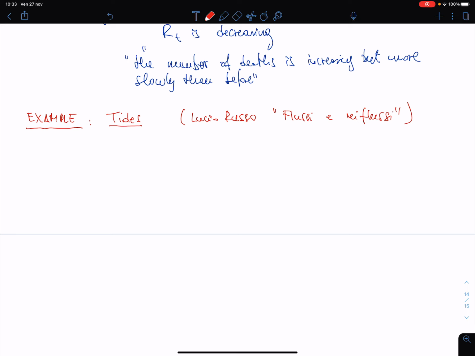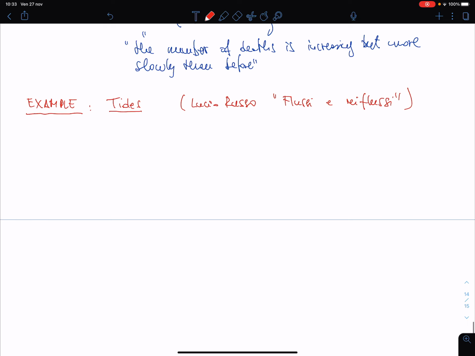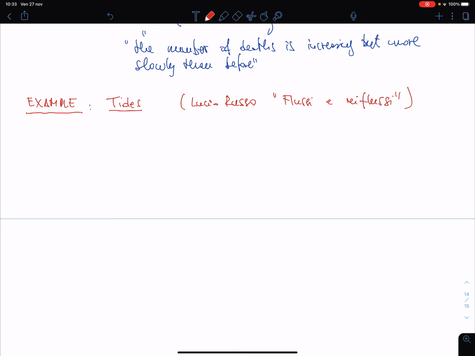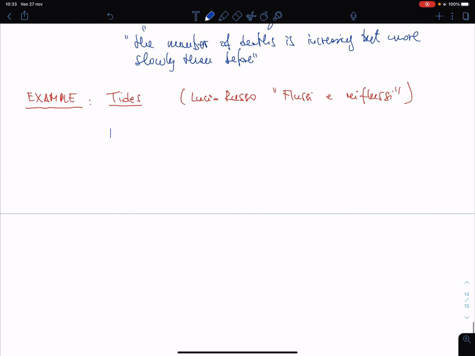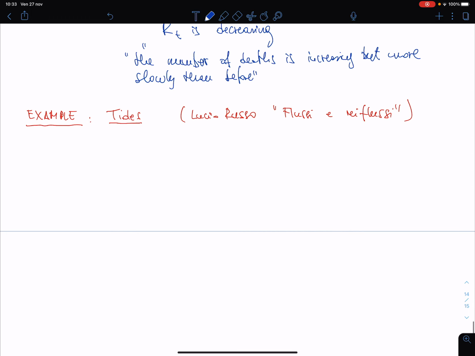However, what is the mechanism of tides? The mechanism is the following here. Consider the Earth. Sorry. Today it is difficult to consider the Earth. So this is the Earth. Okay.